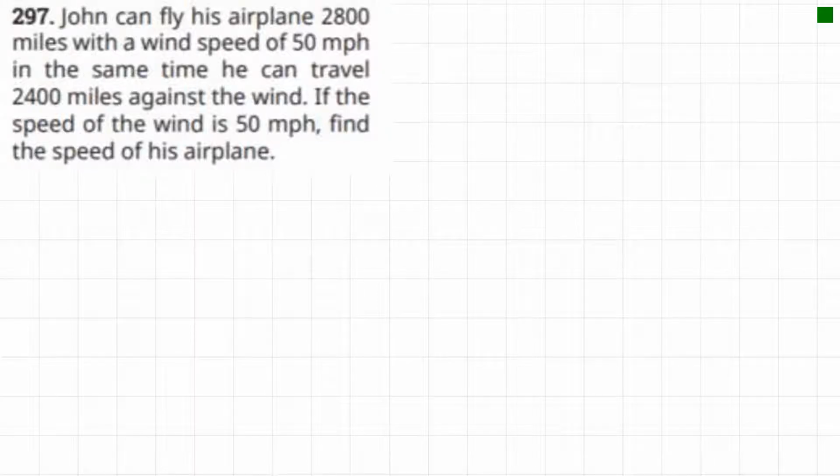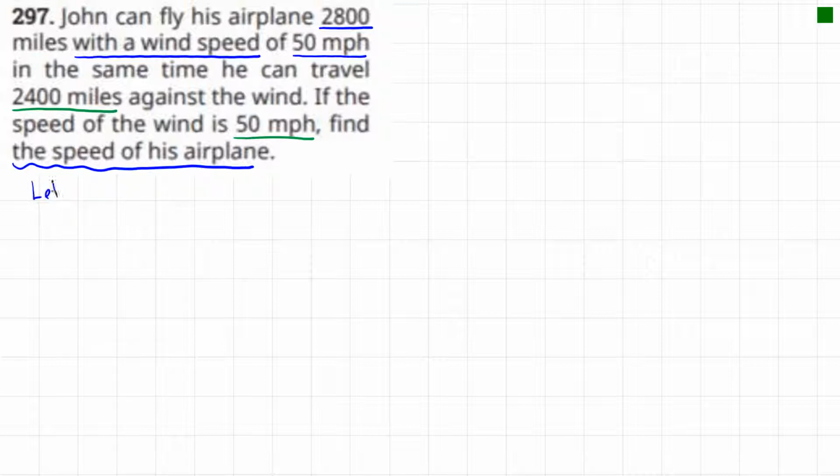So let's start by taking a look at two scenarios. The plane is going with the wind, and it's 2,800 miles, and the wind speed is 50 miles per hour. And then against the wind is 2,400 miles and 50 miles per hour. And lastly, the speed of the plane is what we're wanting to find out. So I'm going to let x be the speed of the plane.